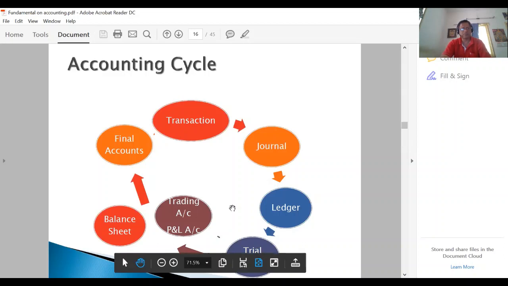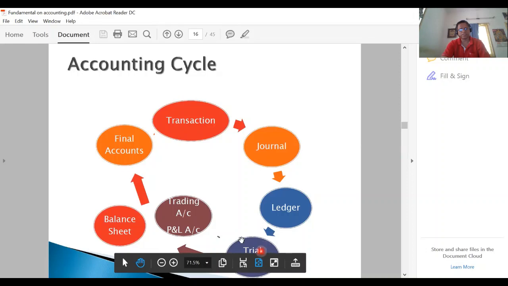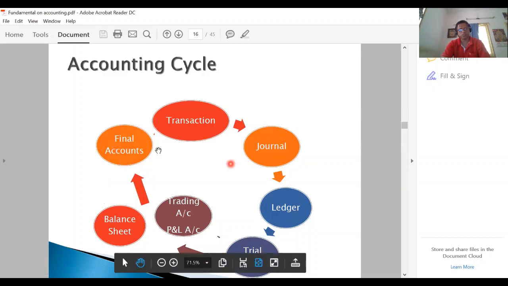Okay. As far as the accounting cycle is concerned, first we prepare the transaction, and then it goes to a journal. Then we have a ledger, then a trial balance. It goes to trading and P&L, and then the balance sheet, and it completes the final accounts. Right.